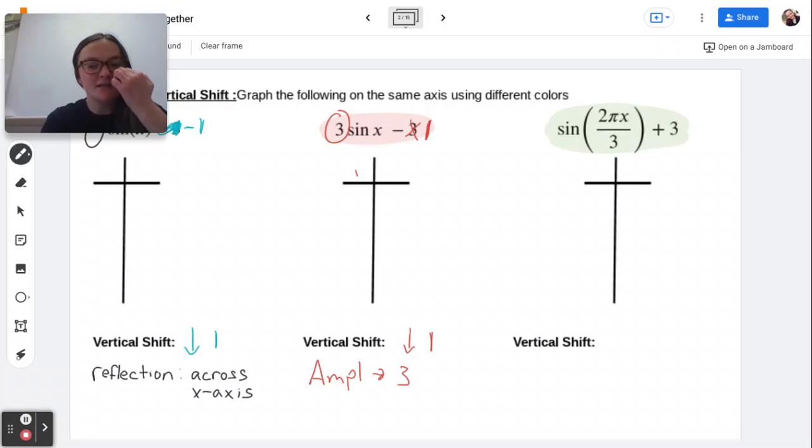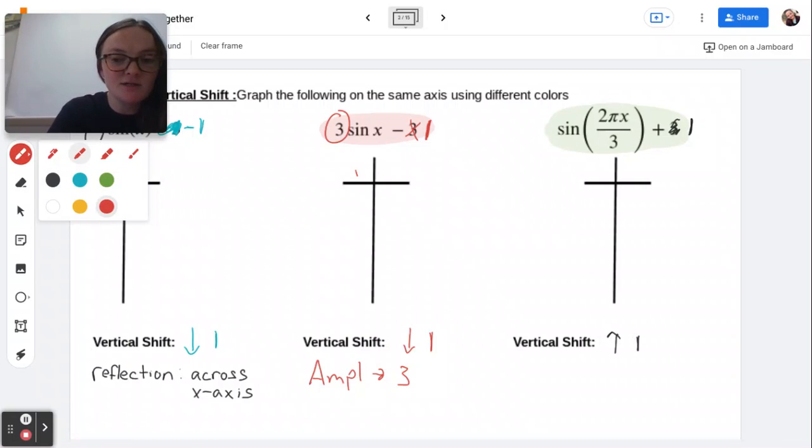All right, so what we have here is sine of 2 pi x over 3 plus 3. I'm going to change this once again to make it easier to graph. I'm going to change it to +1 just to make things easier. So the first thing we know is that we have a vertical shift of up 1, but we can also see the b value is different, and so we need to calculate what the new period would be.